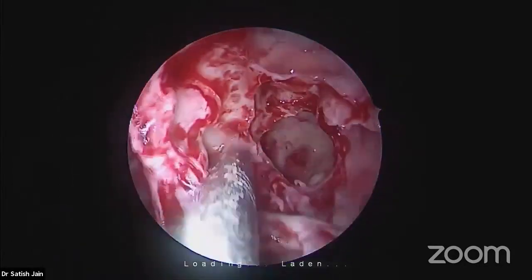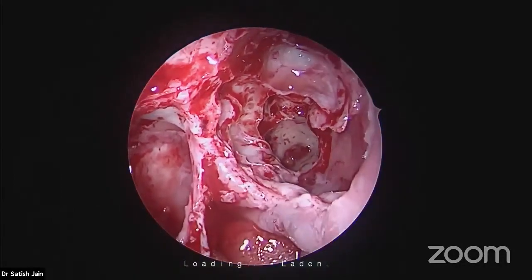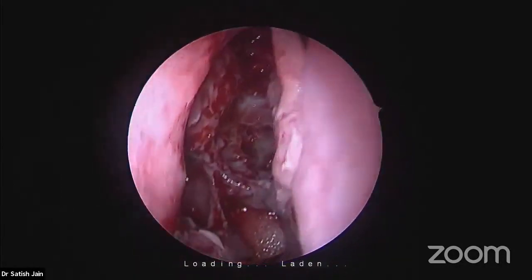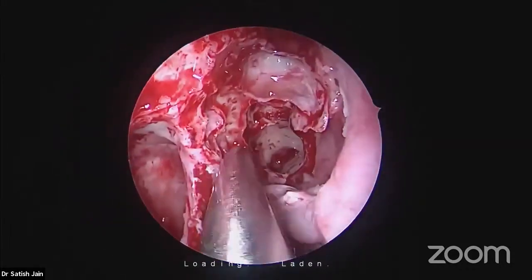The optico-carotid recess is not pneumatized. I can see the size of the sphenoid is not great, so not very pneumatized. So you see this in one view, what we have achieved is the full house FESS.